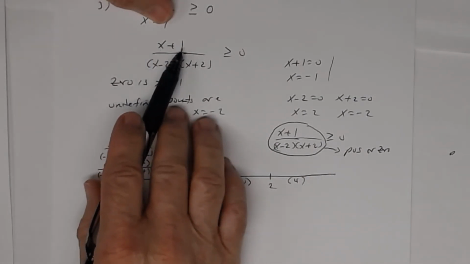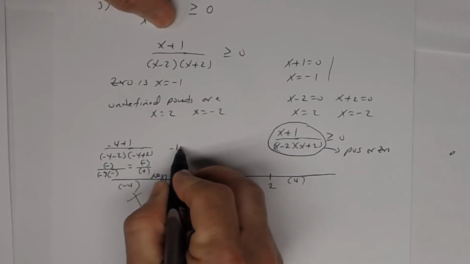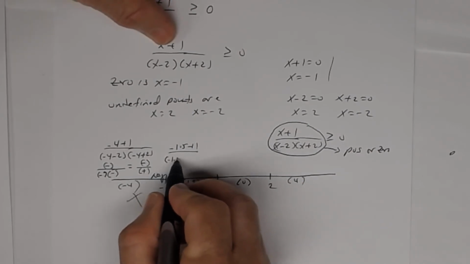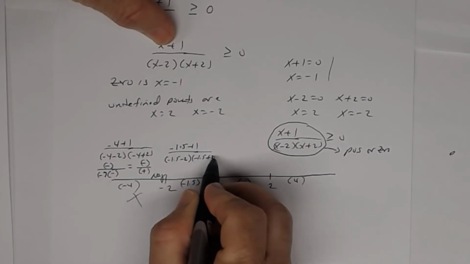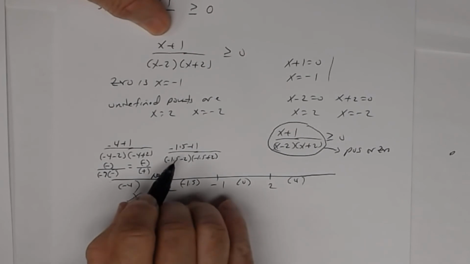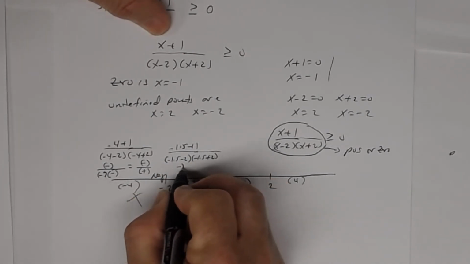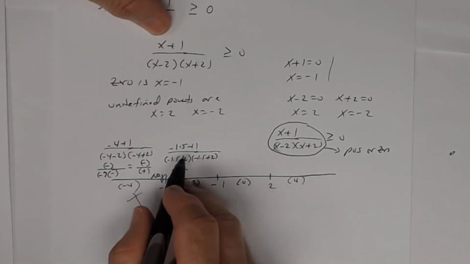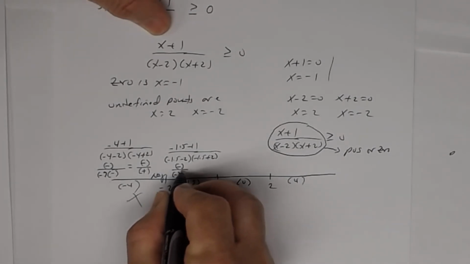So I see the variable x, I'm substituting negative 1.5. So I have negative 1.5 plus 1 divided by negative 1.5 minus 2 times negative 1.5 plus 2, right? Wherever you see the variable x, substitute your test point. Negative 1.5 plus 1 is a negative number. All right, so it's becoming a little bit messy, right? Because negative 1.5 plus 1 is a negative 1/2, right? Negative 1.5 and negative 2 is also a negative number.